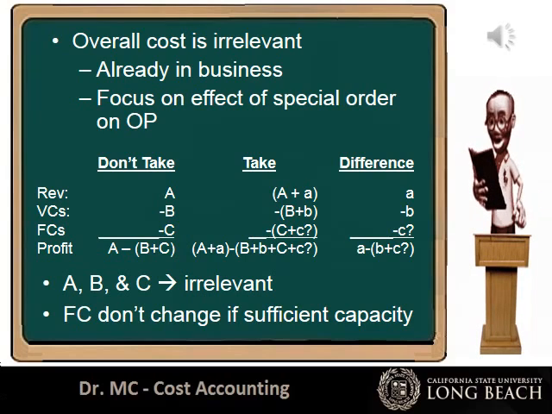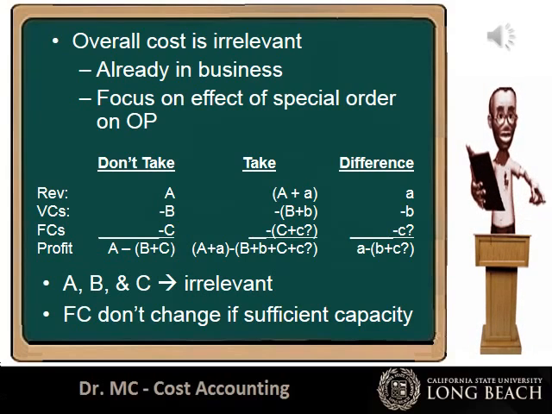If the revenue from your existing business is capital A, then the revenue under don't take the special order includes capital A. The revenue under taking the special order also includes capital A plus a little more revenue, which we will call little a. If the variable costs from your existing business is capital B, then the variable costs under don't take the special order will also include capital B, and the variable costs under take the special order will also include capital B plus a little more variable costs, which we will call little b. If the fixed costs from your existing business is called capital C, then the costs under don't take the special order also includes capital C.